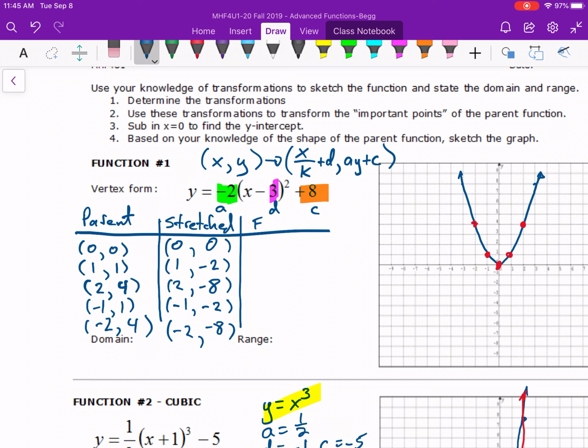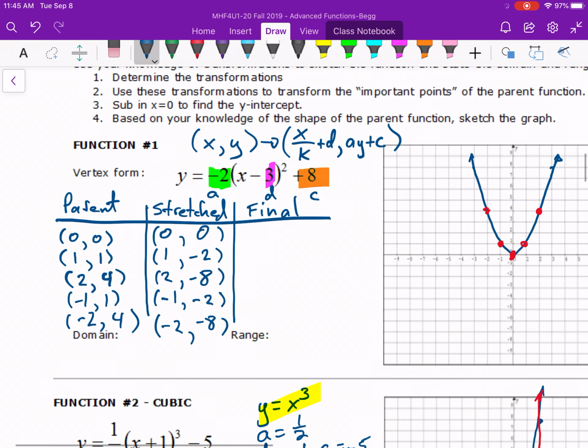Then I'm going to do these shifts. I just call it final, this column, because this will give me my final points. And so, again, going back to the mapping formula, I'm going to take the x values from this column, and I'm going to add the d value, which was 3. So I'm going to add 3 to all those x values.